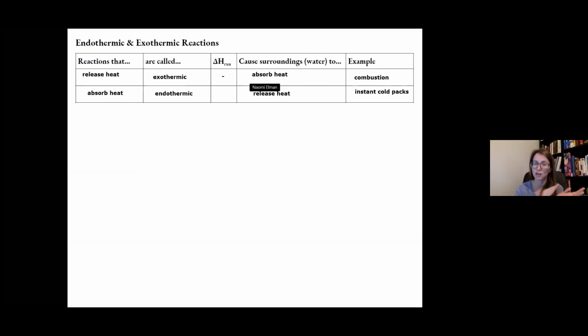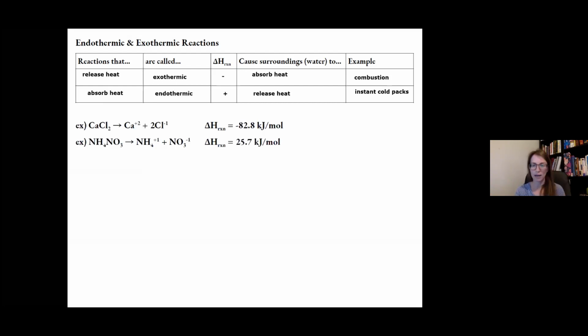So whether it's your hand for a cold pack, or there are certain salts, not table salt, but certain salts that when you dissolve them, they absorb heat in order to dissolve, and you can actually feel the water getting colder. These things, endothermic reactions, have a positive value for their delta H.